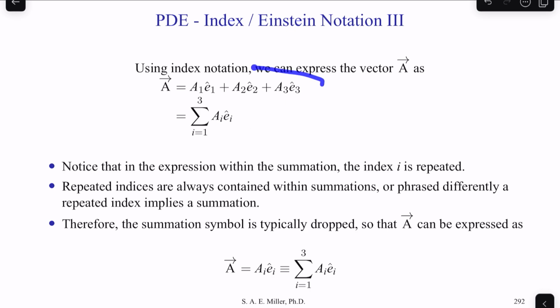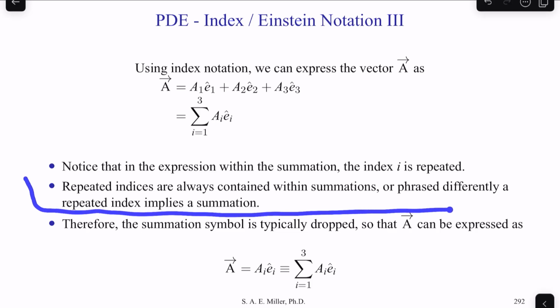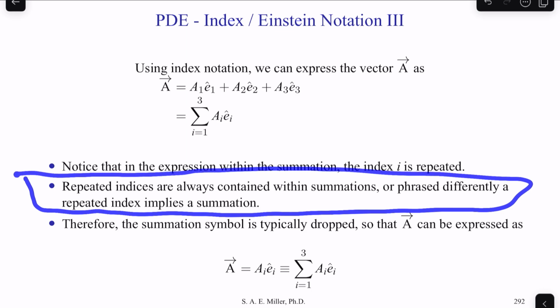And this is kind of the way people usually learn. This is like a mixed notation, and we say, oh, well, we want to write this more compactly, so we don't have to write this summation symbol all the time. It's really annoying. So what do we do to be a little bit more elegant? Well, we're going to create a new rule, and here it is. I'll box it. It's very important: repeated indices are always contained within summations. Or phrased differently, a repeated index implies summation.